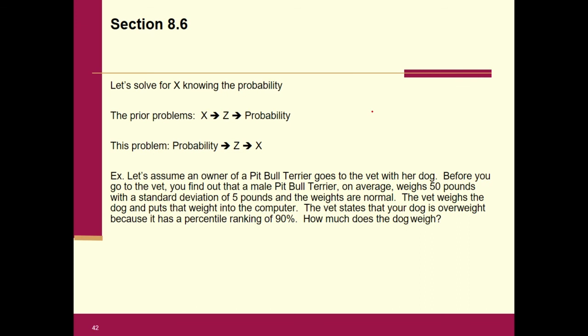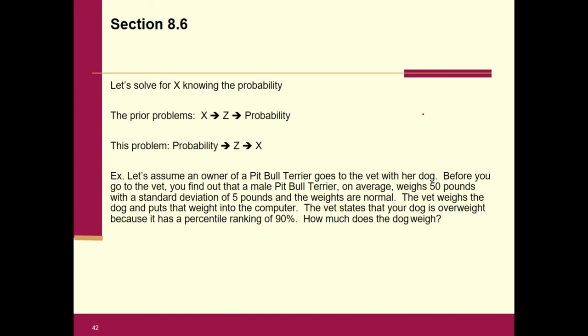So here's the problem. Let's assume an owner of a pit bull terrier goes to the vet with her dog. You find out that a male pit bull terrier on average weighs 50 pounds with a standard deviation of 5 pounds, and you find out that the weights are normal from the vet. The vet weighs the dog and puts the weight into the computer. The vet states that your dog is overweight because it has a percentile rank of 90%. How much does the dog weigh?